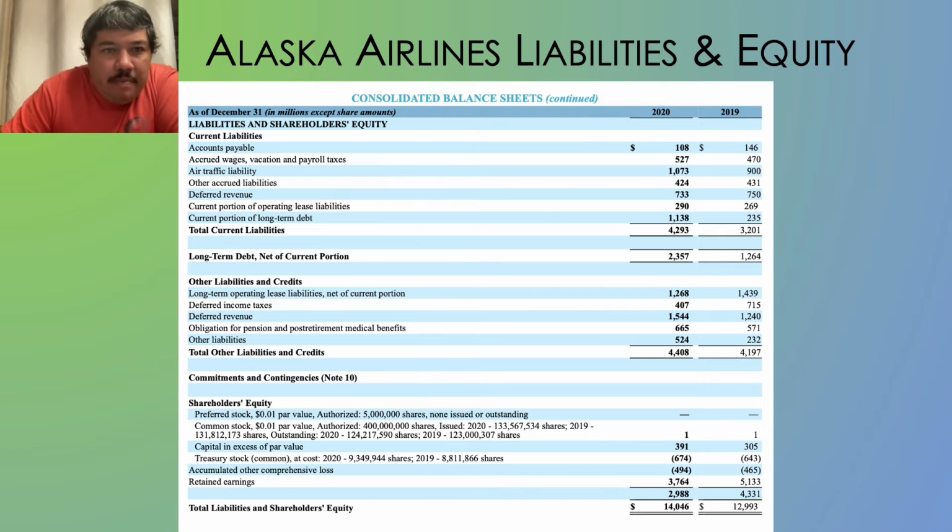Alaska Airlines liabilities: total current liabilities is $4.3 billion. Long-term debt liabilities, $2.3 billion. And other liabilities and credits, $4.4 billion. Add that to their current equity of $2.988 billion, and now we have their total liabilities and shareholders' equity of $14.046 billion, which amounts to their assets for Alaska Airlines.